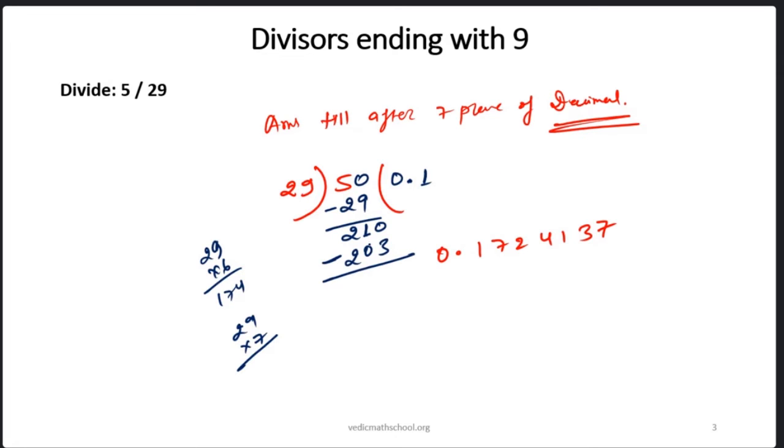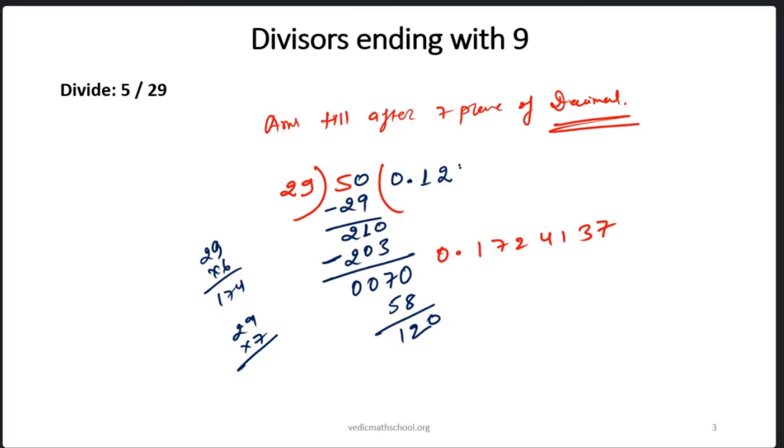So what are you going to do now? You are going to subtract. So this becomes 7. Now 7 is there. Because of the decimal, can I put 0 again? Yes, we can. So now it becomes 70. 29 into 2 is 58. Correct. Now you have 12. Now we put 0 again.